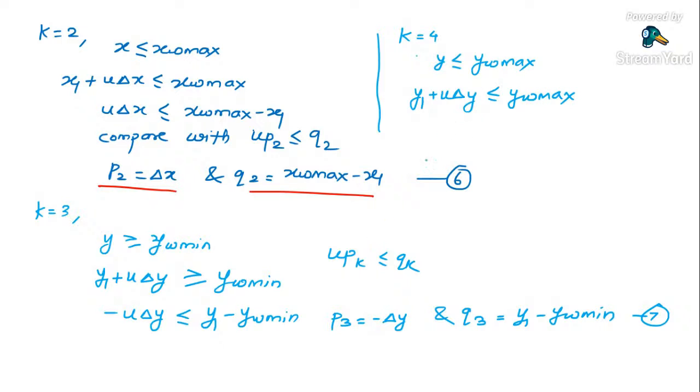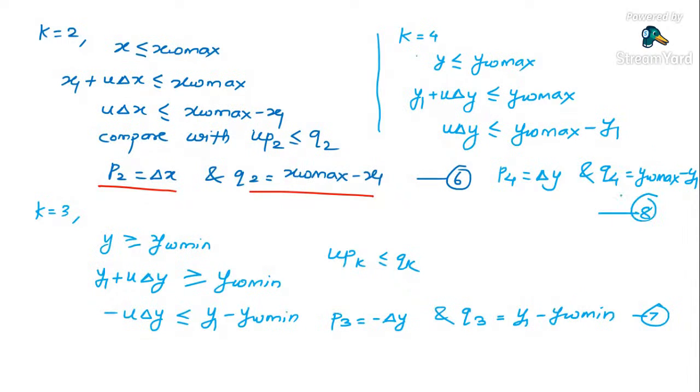Then arrange in terms of u, so it is u delta y less than or equal to yw max minus y1. Now compare with this, so that p4 is equal to delta y and q4 is equal to yw max minus y1. So it is equation number 8. We have solved and found out p1, p2, p3, p4.